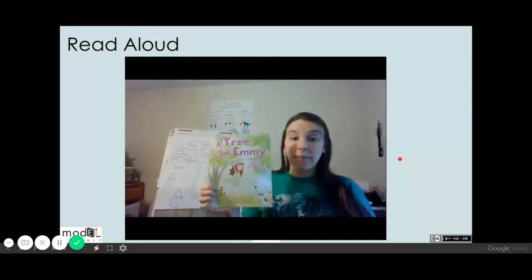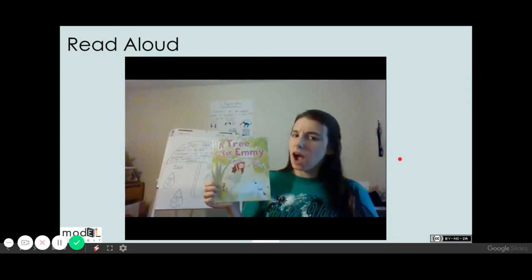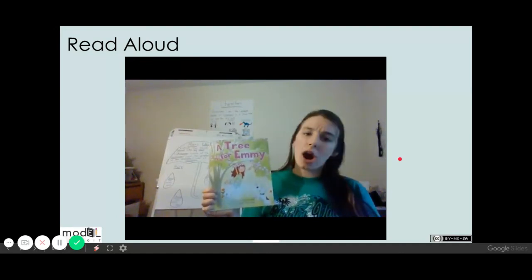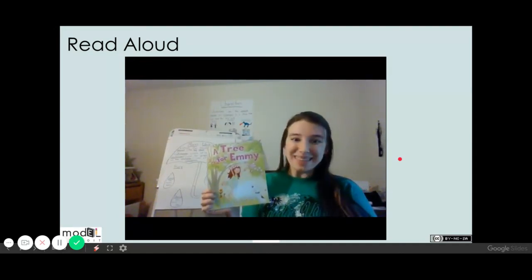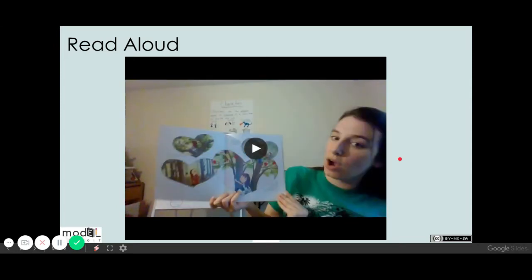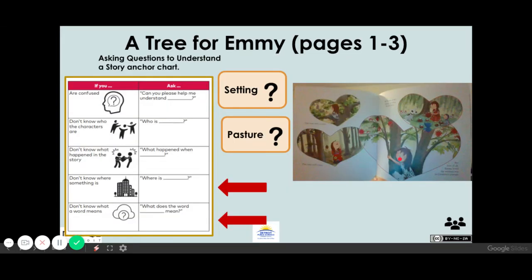We are going to keep talking about a couple different pages in the story so we can talk about how we can figure out our setting or our characters using our anchor chart. On this page of the book, what question can we ask to figure out the setting, or where the story takes place? On our chart, we see if we don't know where something is, we can ask, where is it? Where is Emmy? And from our pictures, we can see that she's in her yard looking at the trees.